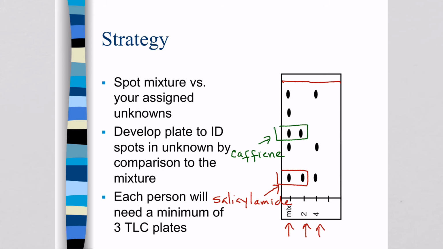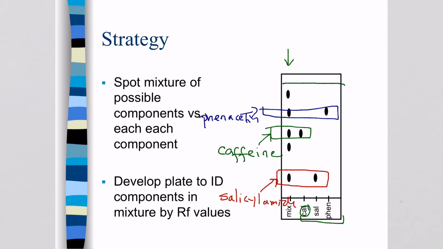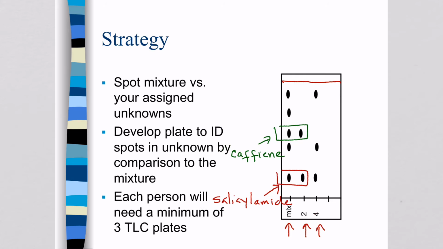And I know this based on the data that I got from my previous analysis by spotting the mixture against the known possible components of that mixture. So now I have identified the components that are in unknown 2, and so what I would want to do then is go and look on the different packages of the over-the-counter analgesics, and they will list all the components of those analgesics on the packages, and that's how I would identify my unknowns. And you'd be able to identify unknown 4 in the same way.